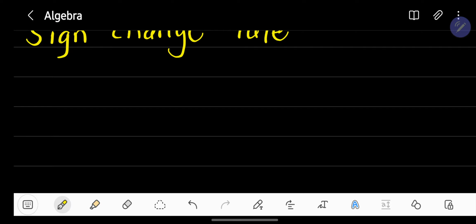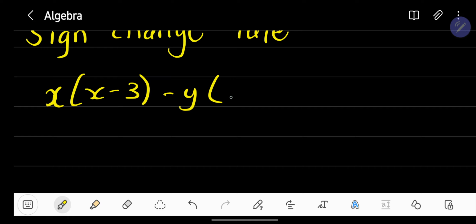Okay, so now let's say that you have, straight from the book, x into x minus 3 minus y into 3 minus x, right? So if you check what is common in this term and that term, we don't have anything common. Do you guys notice that? You can pause the video and check if you have anything common. You will notice that we don't have anything common.